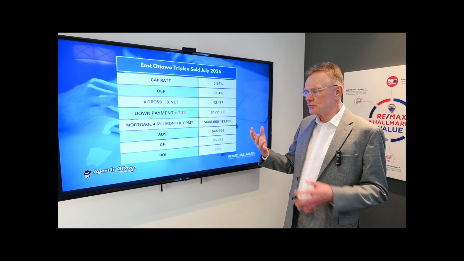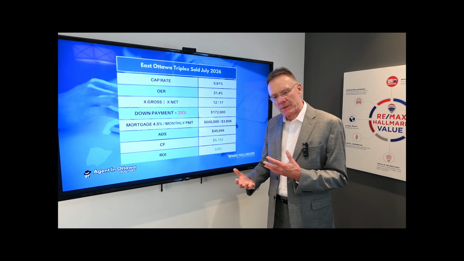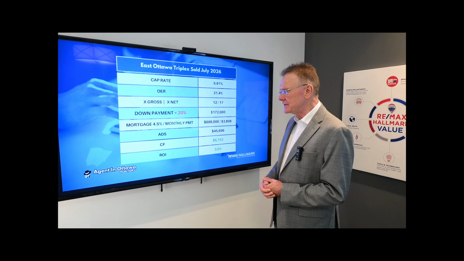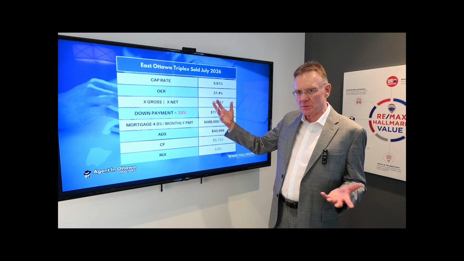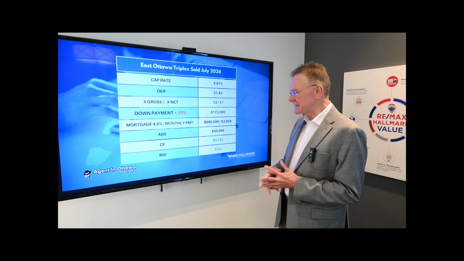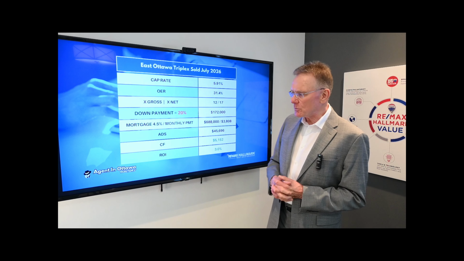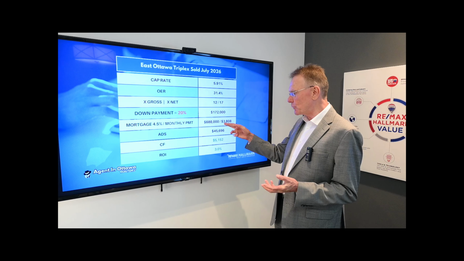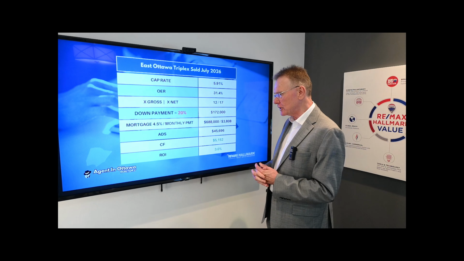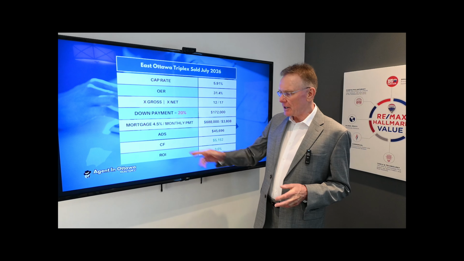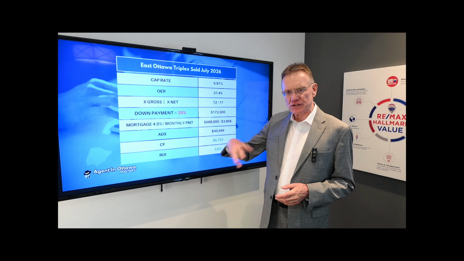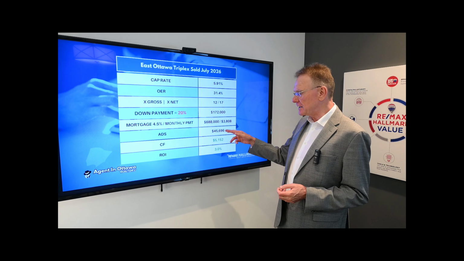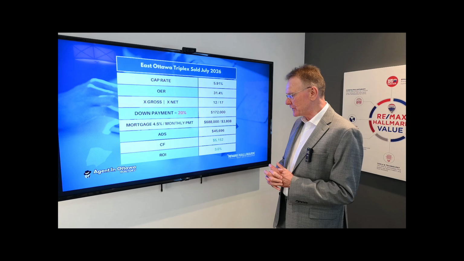Now, we look at how much of a down payment is required in order for this property to be cash flow positive. In this case here, 20% is the magic number. And that's $172,000, and we're looking at a mortgage rate of 4.5%, and that gives us a monthly mortgage payment of, call it, $3,800. So our ADS, our annual debt service on this mortgage, is we'll call it $46,000 to round things off.